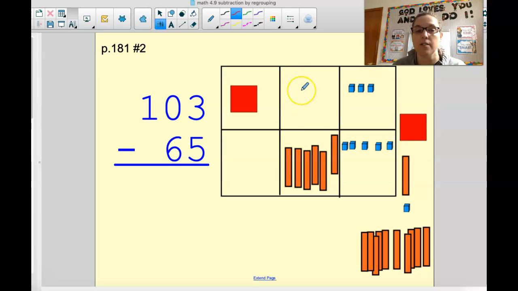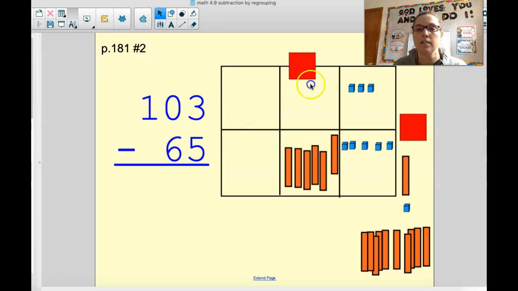But notice it's a 0 in the tens place, so there's nothing to take. So we're going to go all the way over to the hundreds place and take the 100 and bring it into the tens place. And I'm going to exchange it for our 10 tens.